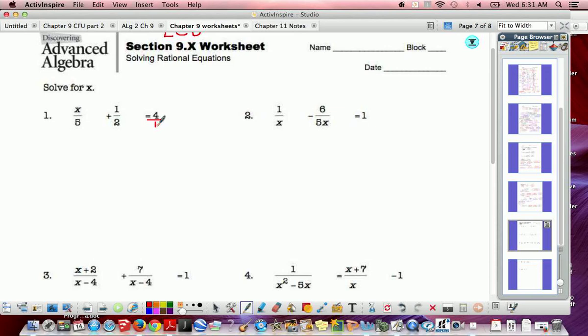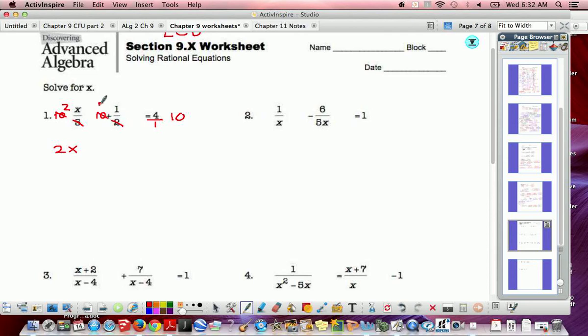And I ask myself, what number does 5, 2, and 1 all go into? And I kind of gave away the answer there. The answer is 10. So what's going to happen is I'm going to multiply all of these by 10. When I do, then I can start to simplify and I'll clear out the fractions. Meaning 5 goes into 10 2 times. I'm just left with 2x.